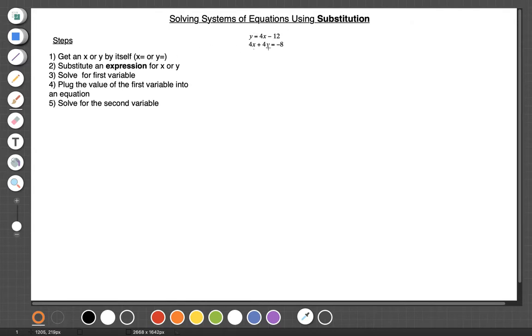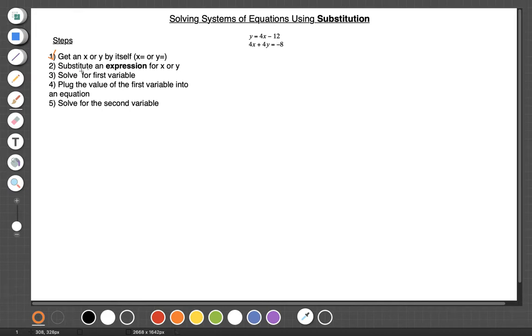So if I look at these two equations, do I have x equals or y equals somewhere? Well, yeah, I already have this. So I already have y equals. That's what I'm looking for. So step number one, there's nothing we need to do. Okay, you can check that.